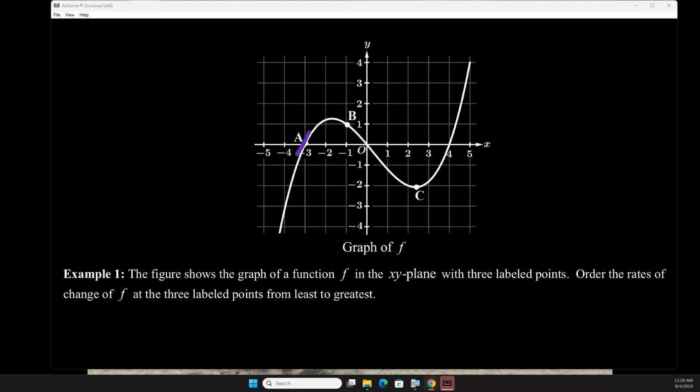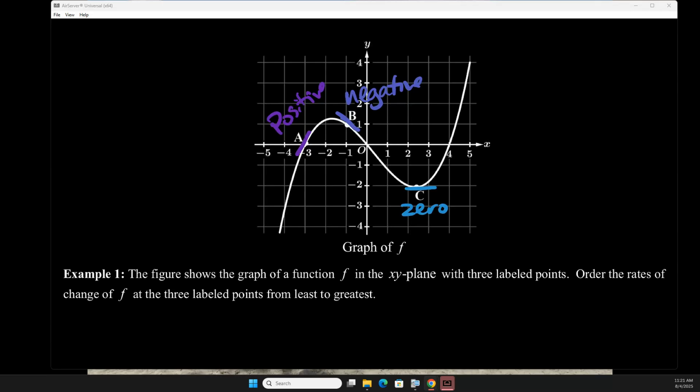So that little slope, would you say it's positive or negative? A is positive. All right. What about B? Yes. What about C? Yes. Nice job. So the relative max and the relative min points are going to have a rate of change of 0.